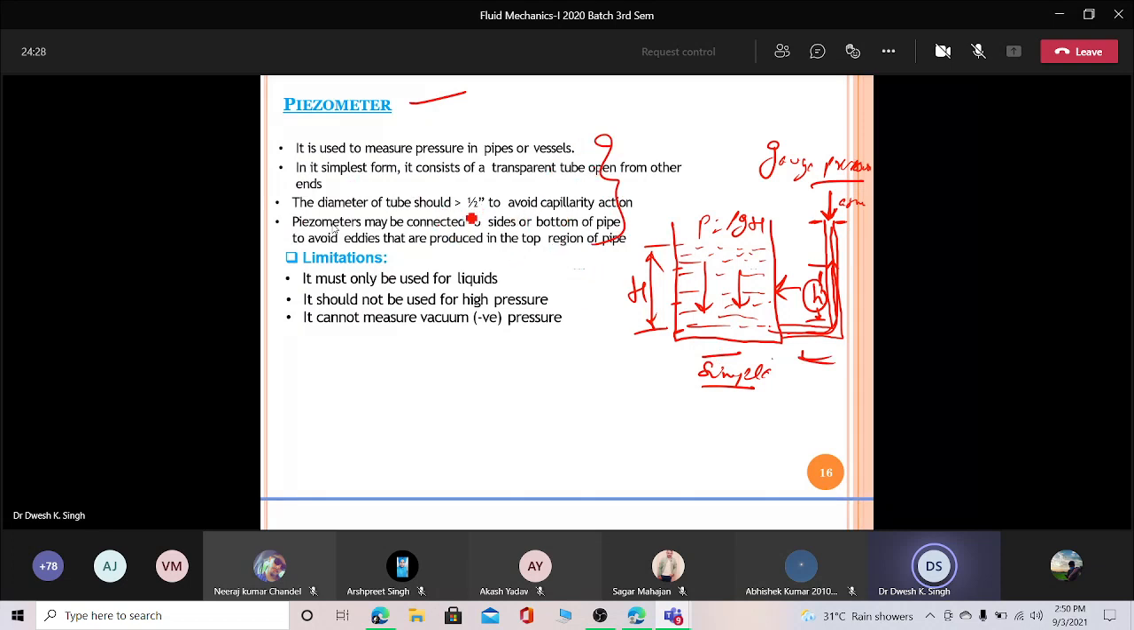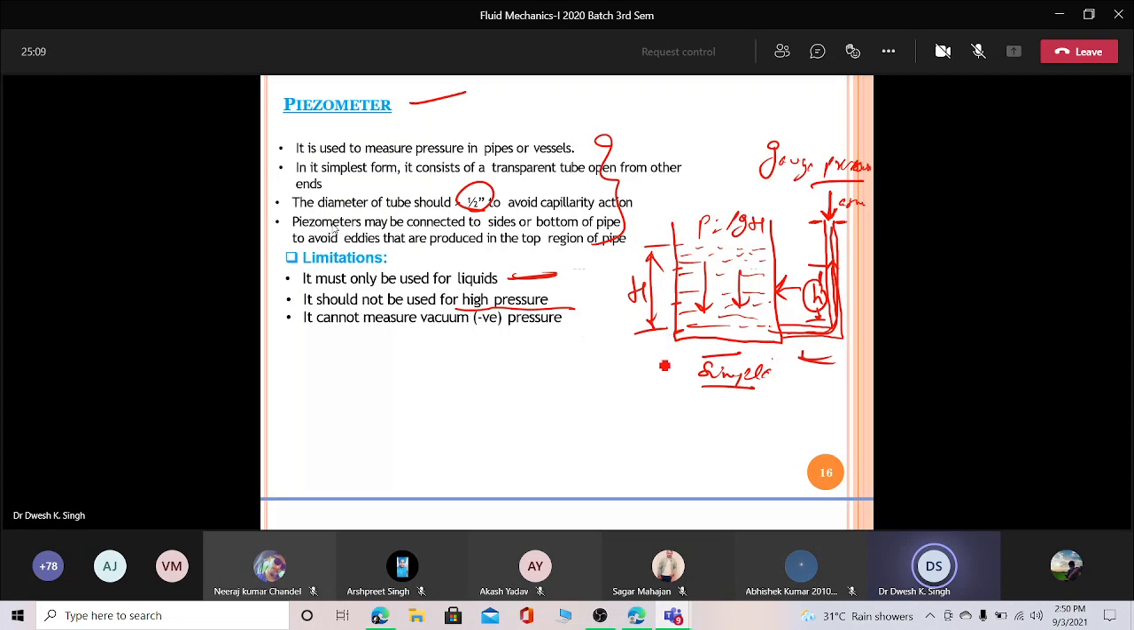The diameter we have to check again. The diameter should be greater than half an inch. I have already discussed why. It must be used only for liquid, not for gas. If you release the gas through this open inlet, all the gas will escape from the container. So it is only used for liquid. And as I told you, it is not used for high pressure. It is only preferred for low pressure.